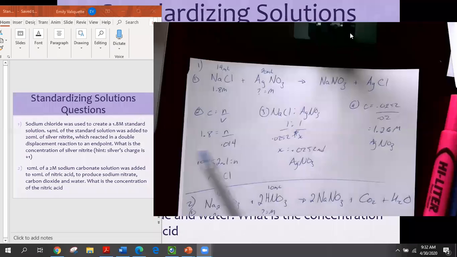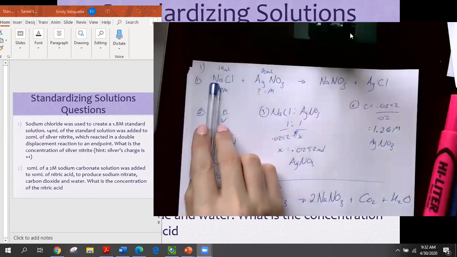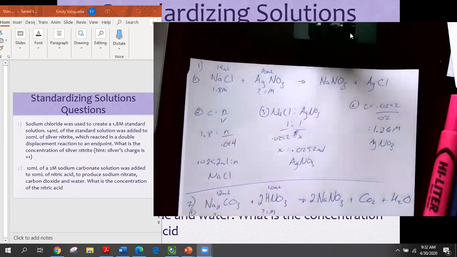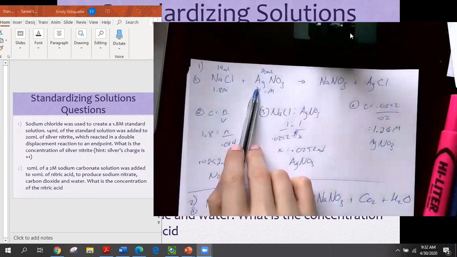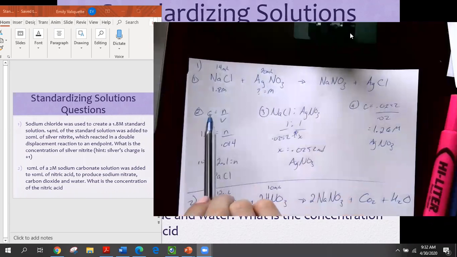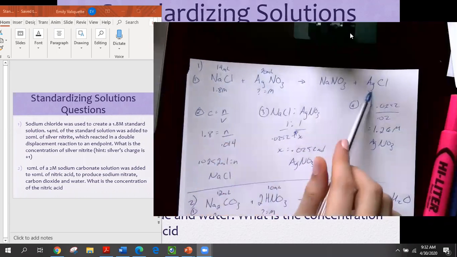Okay, so for the first question, we have sodium chloride. We've got 14 milliliters of it. It's a 1.8 molar solution. We are reacting that with silver nitrate, 20 milliliters of it, to find its concentration. This is just a simple double displacement reaction, and it's already balanced.